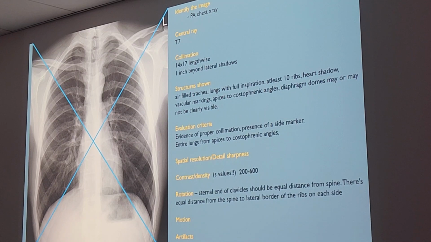Rotation, we can take a look at the sternal ends of the clavicles. Make sure that they're equal distance from each other. There is no motion, there is no artifacts, and I don't see any distortion.